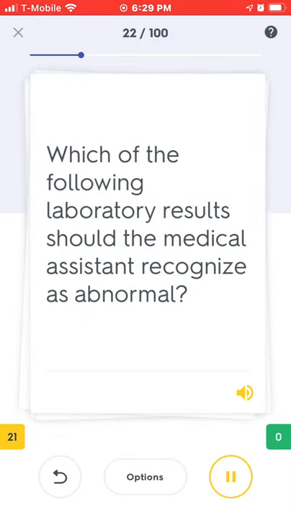Which of the following laboratory results should the medical assistant recognize as abnormal?